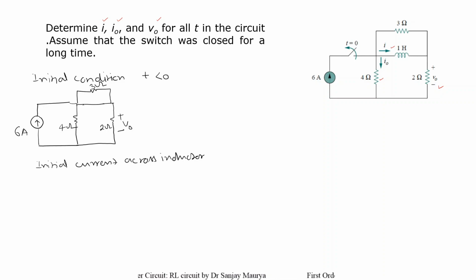This 3 ohm will not be in the picture just because this is short circuited, so I can remove this one. The current flowing in the 2 ohm will be the current through the inductor, so I can write it down, inductor current. So here inductor current is given by I, so I'm writing this one.